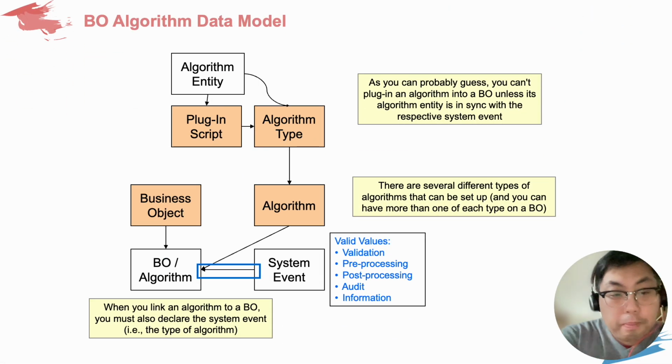Now let's look a bit deeper into the data model, how things are working at the back end. From a business object, we can define business object algorithms. That is defined on the system event, which, as we just mentioned, could be validation, pre-processing, post-processing, audits, and information. Now, if you want, you can extend that.